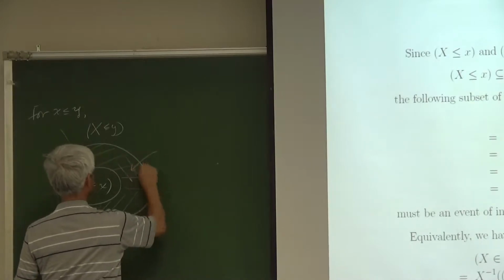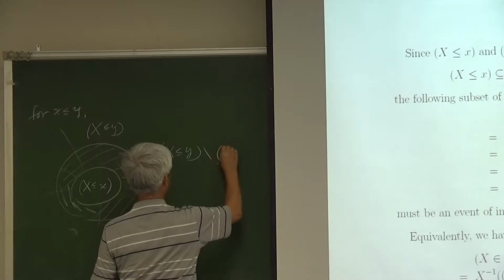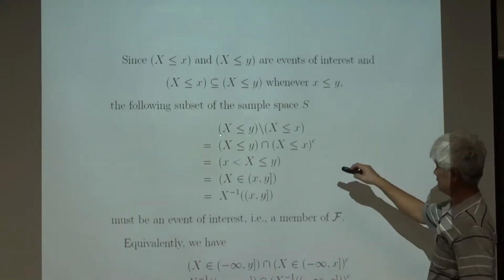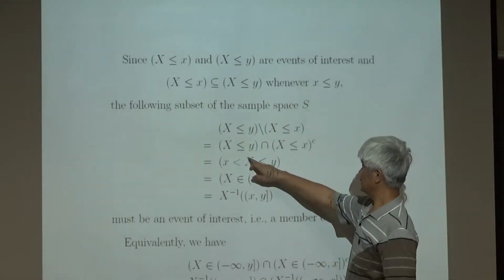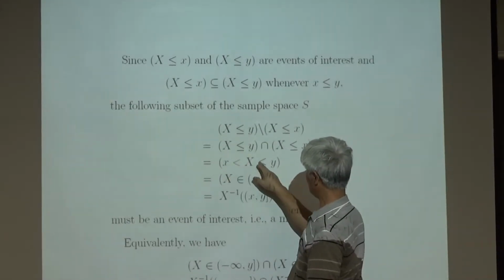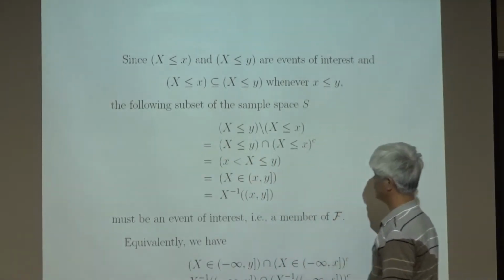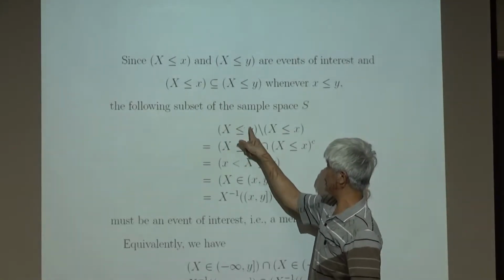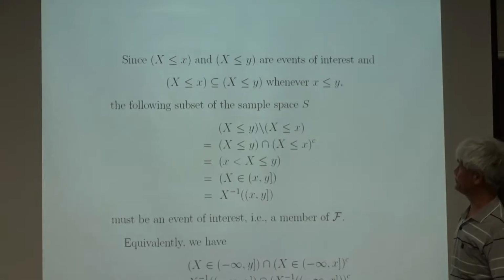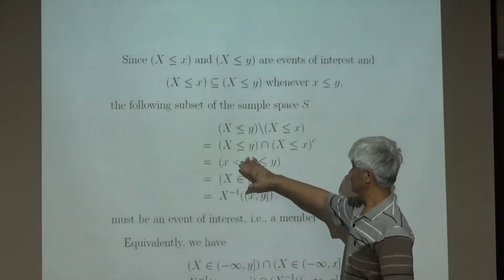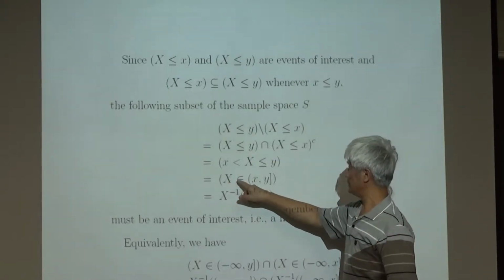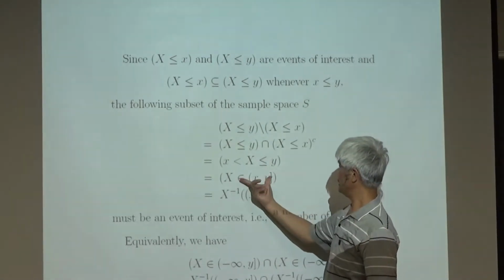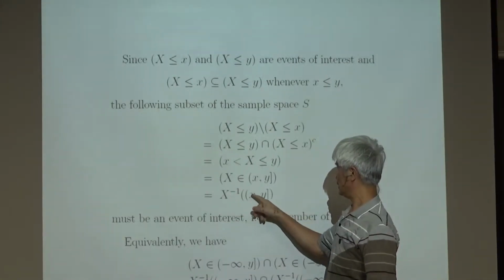This becomes the subset where the random variable is greater than x but less than or equal to y. So this should be an event of interest too, because this is an event of interest and this is an event of interest. The notation is the same, so we can denote this event as the random variable belonging to this interval, which is half open, half closed. And by the inverse mapping notation, it is the inverse mapping of the interval.